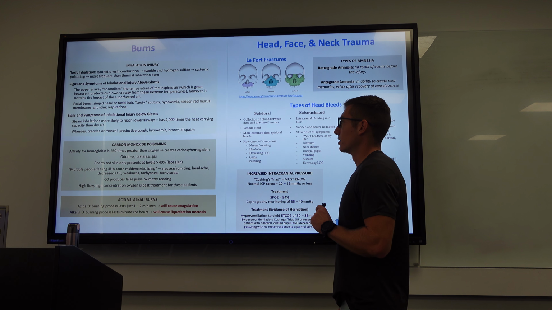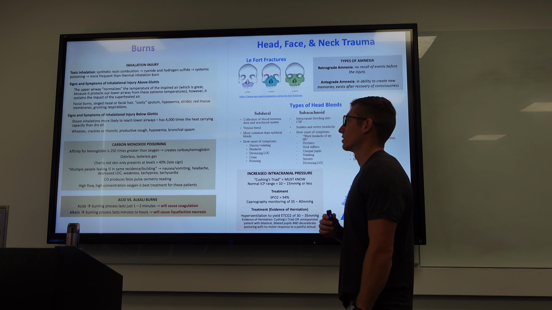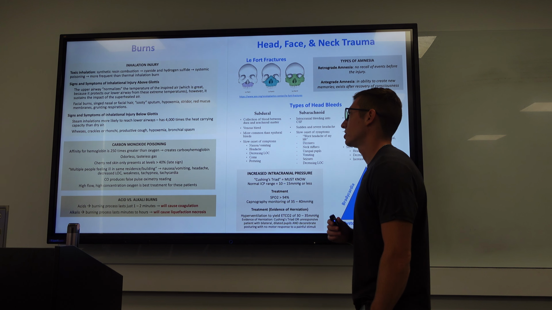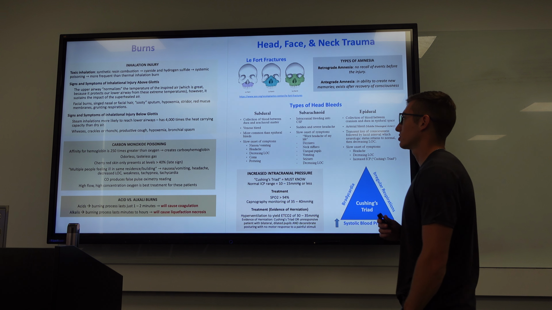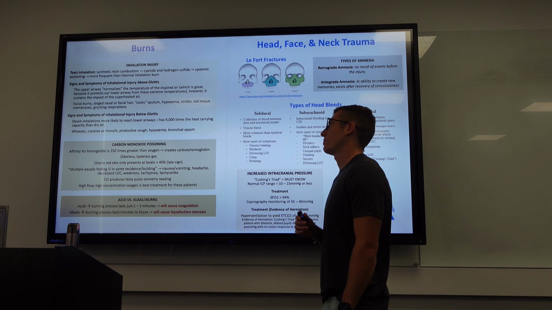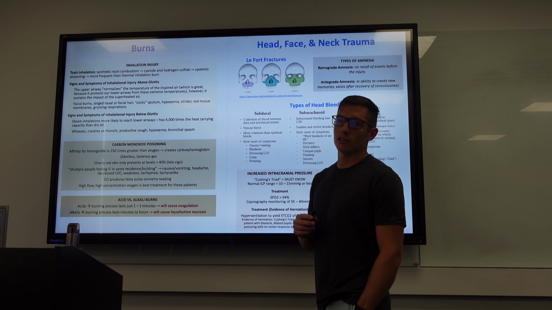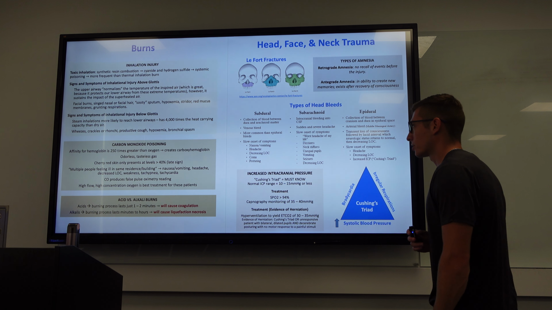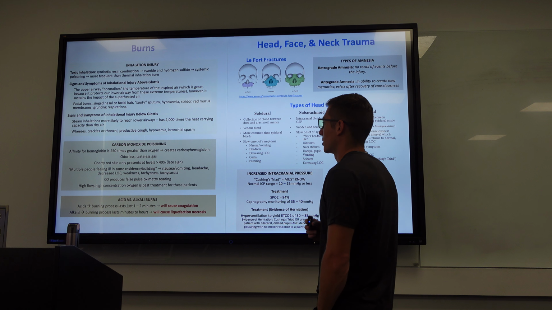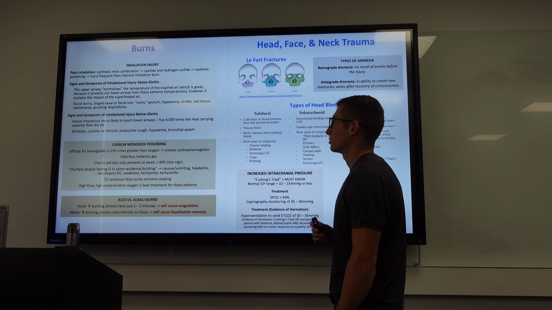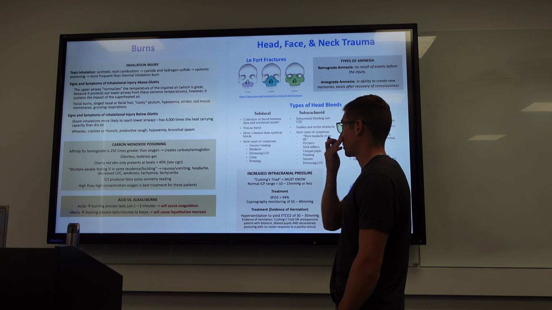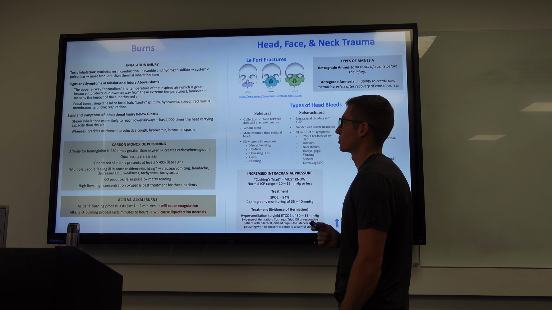Signs and symptoms of inhalation injury below the glottis. So steam inhalations are more likely to reach the lower airways. It has 4,000 times the heat carrying capacity of dry air. Steam is bad. Wheezes, crackles, and rhonchi. Productive cough, hypoxemia, and bronchial spasm. So understand the difference between upper and lower airway burns.